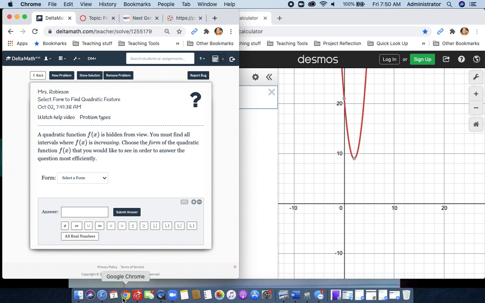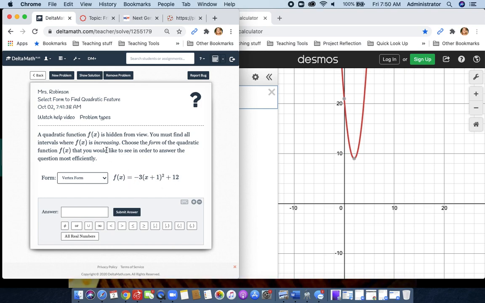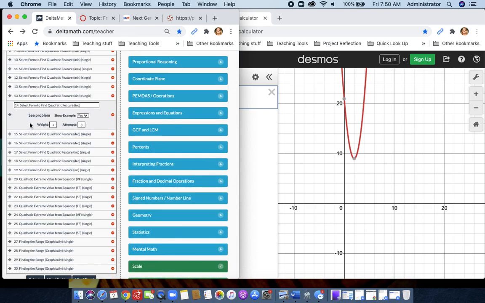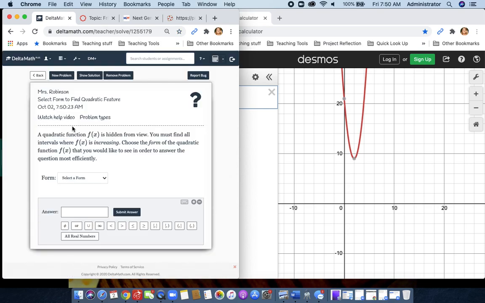All right, so again, select form. We want vertex form. They give us the parabola, so this is where you have to use your brain. This is exactly what I want you to do. I'm sorry, let me go back and see what problem this was. This was 14. So in my notebook, I want you to put number 14, because I told you when you submit a picture of your notes, this is what I want to see.